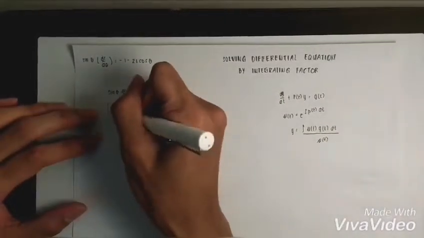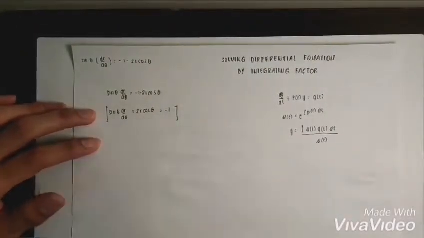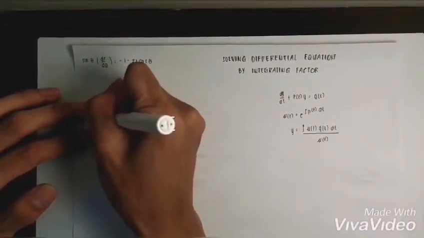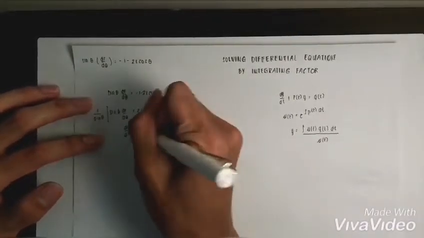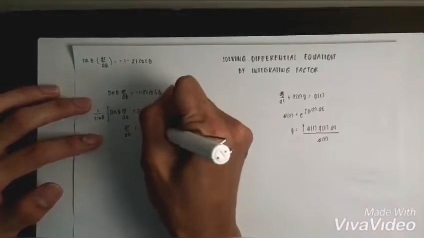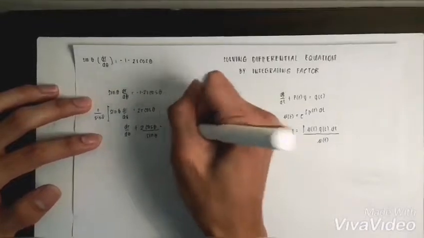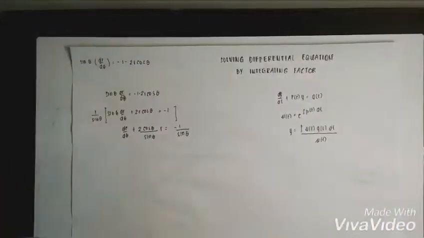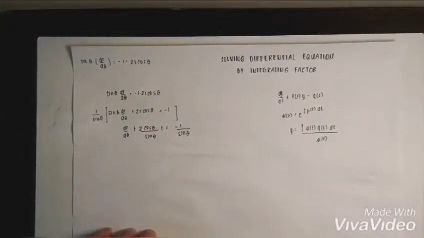Isi-simplify lang natin to. Kailangan maiwan lang si dr over d theta. So paano nga ba natin ito maiiwan? Divide natin both sides by sine theta. So it will be dr over d theta, maka-cancel yan, plus 2 cos theta all over sine theta multiplied by r is equal to negative 1 over sine theta. Alright. Now, kung mapapansin nyo, meron tayong ditong cos theta over sine theta. That is a trigonometric identity.